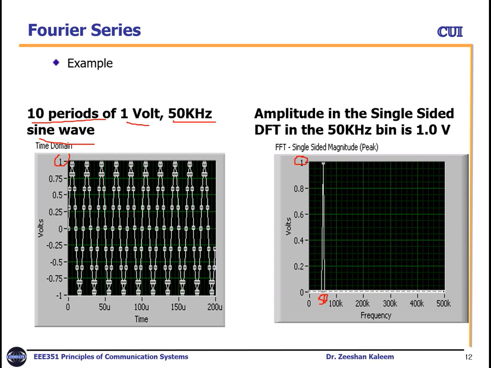So you can clearly differentiate from this curve. This is too cumbersome. There are a number of waves, but here you have only one wave at the 50 kilohertz frequency. So this is the benefit of using the Fourier transform or Fourier analysis. A number of waves can be represented by a single point.